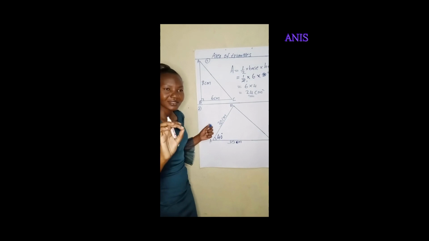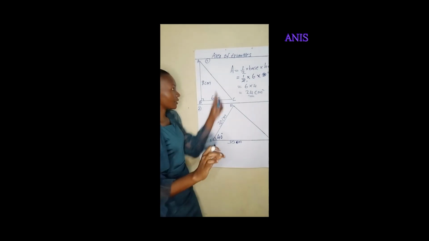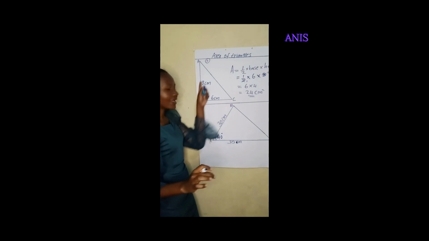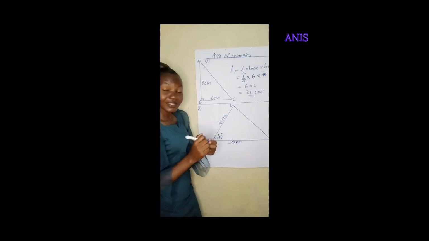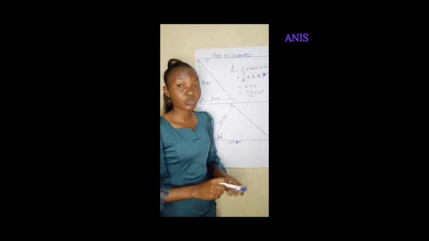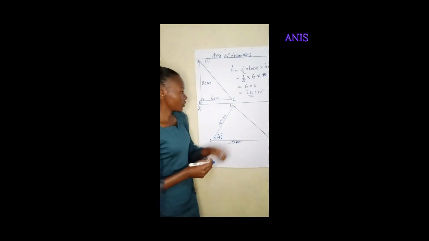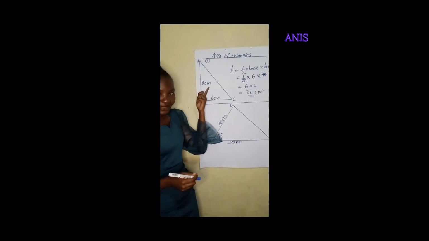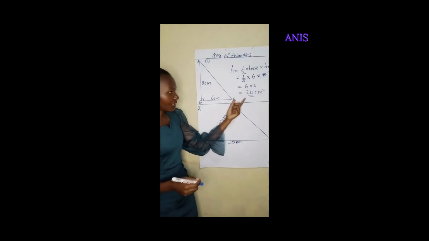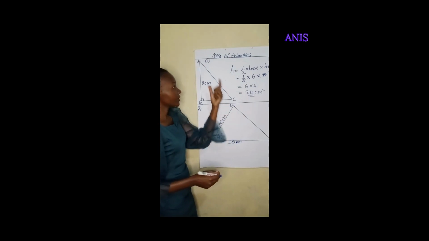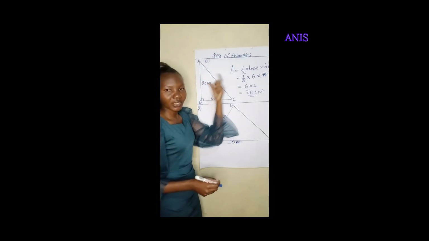And in some instances, you find that the student is given the hypotenuse and maybe the base, and the height is not given. Well, in such a case, the student is supposed to use Pythagoras theorem so that you can get the base and the height. So that marks the end of our first triangle here, which is the right angle triangle.